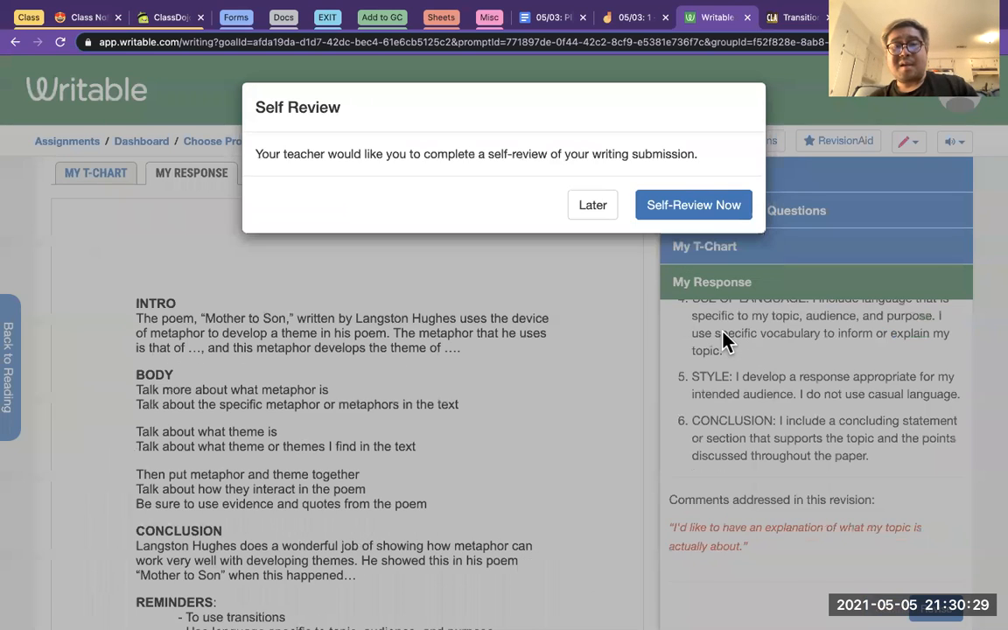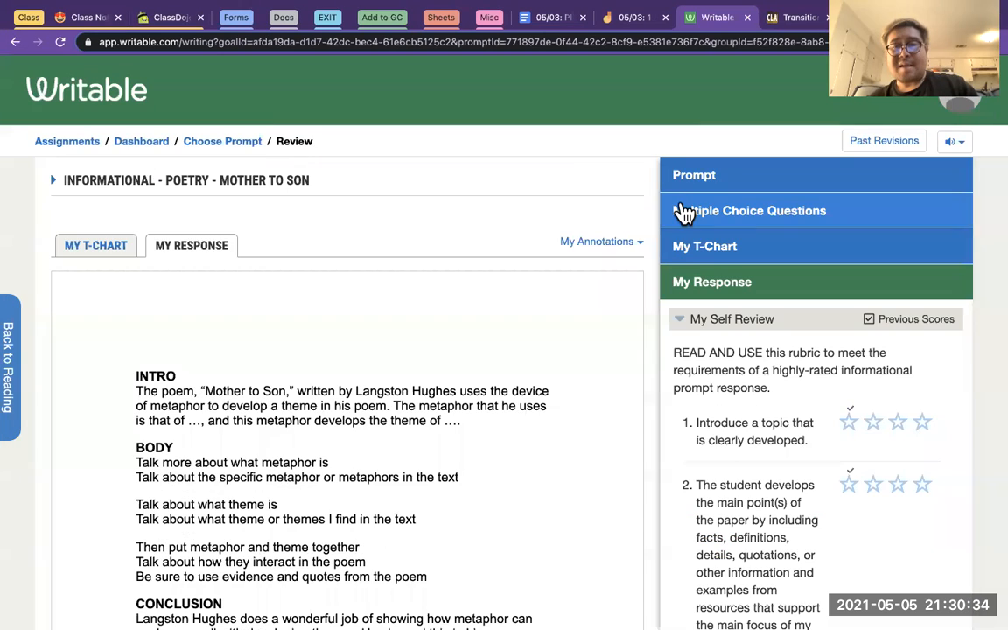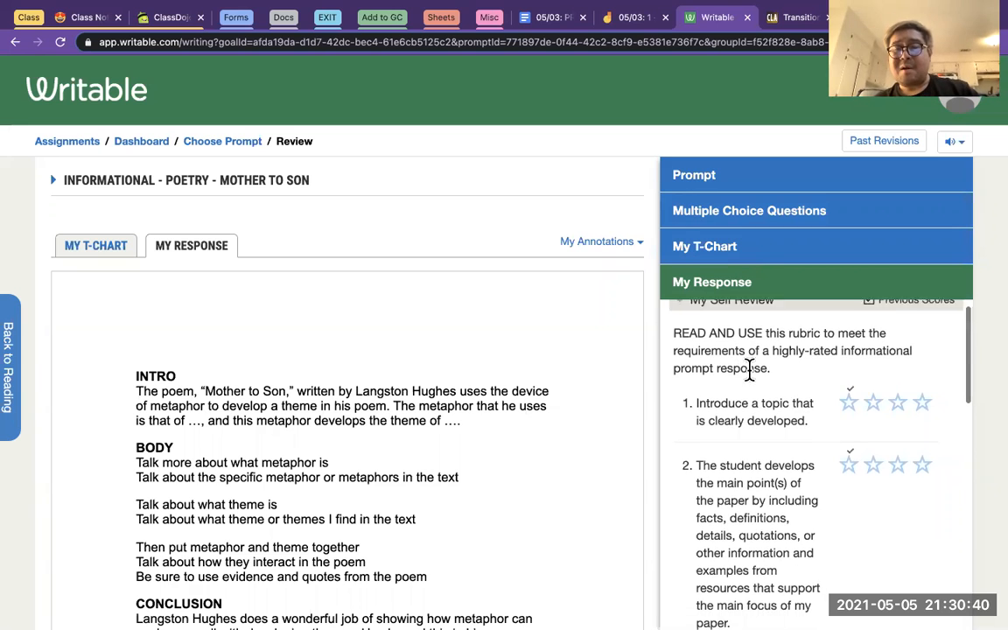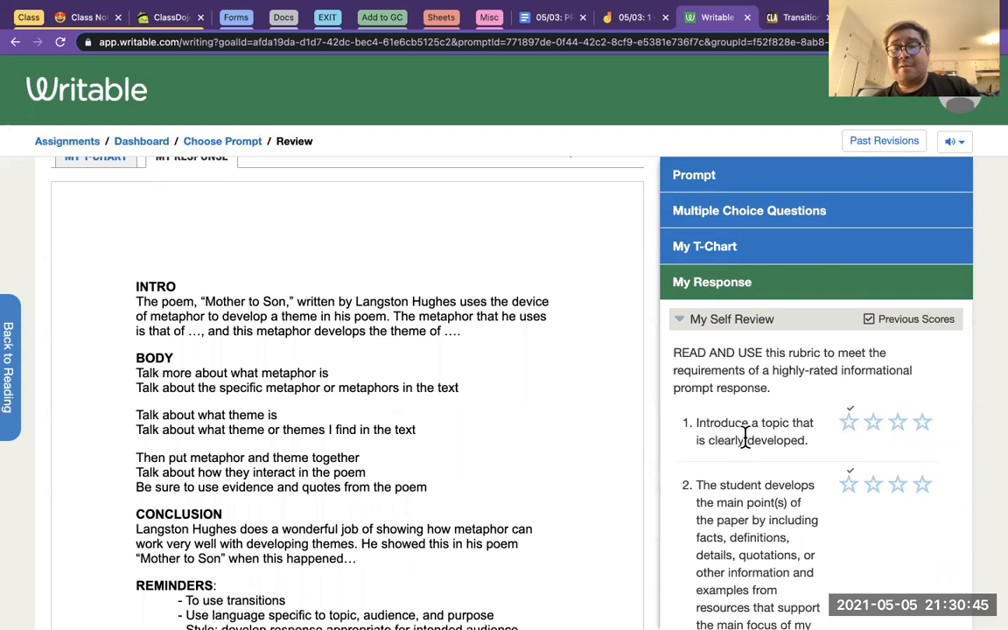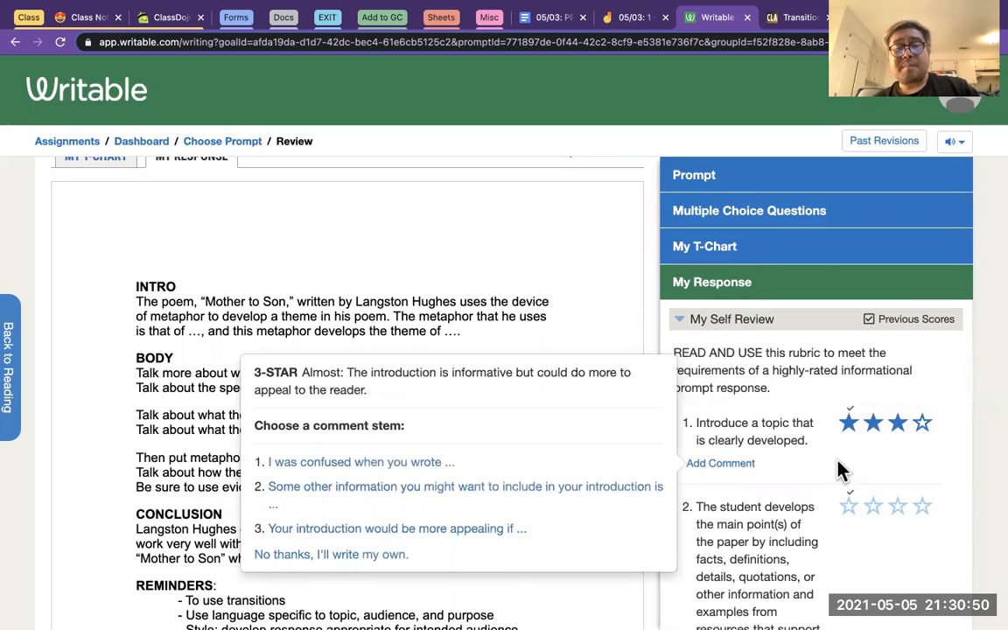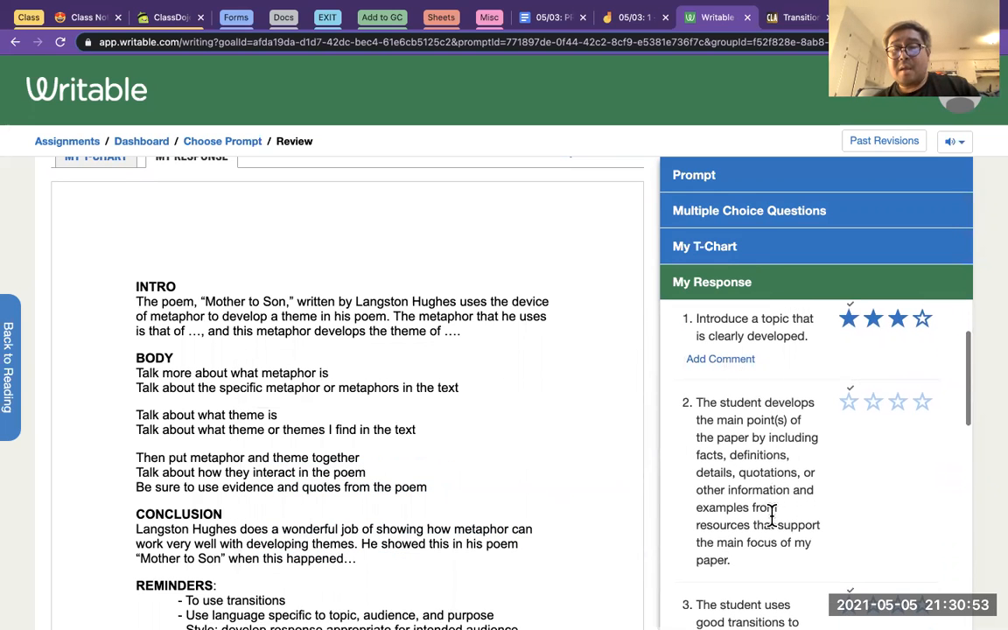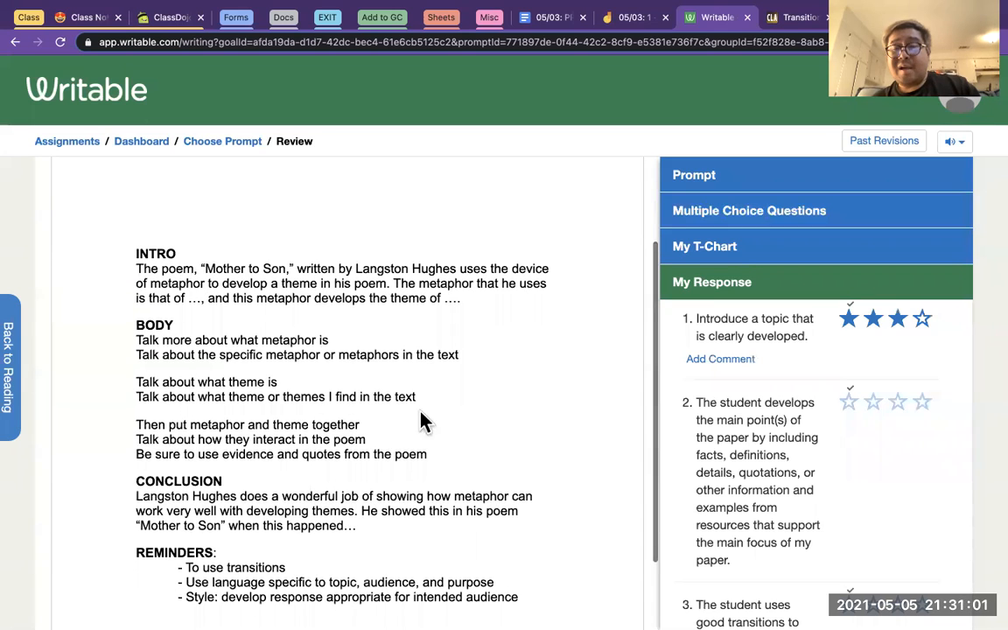But you will see self-review now. So yes, click on that. And it will bring you to a blank tab on the side. And let's go through it. Did I introduce a topic that is clearly developed? Almost. Okay, I can add a comment. Did I develop the main points by including facts, definitions, details, quotations, blah, blah, blah? So I think I did that in the body, right? There's an order, there's a sequence in my body.